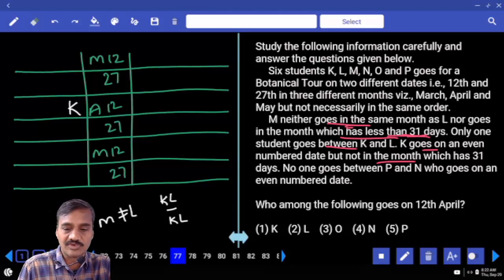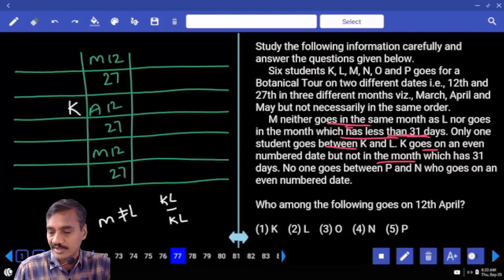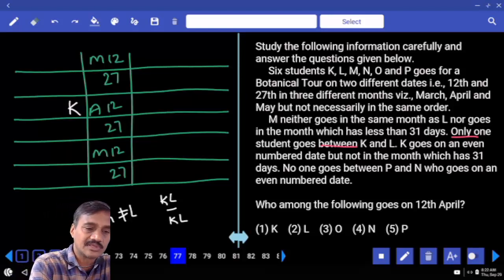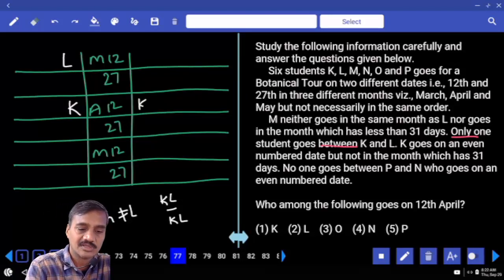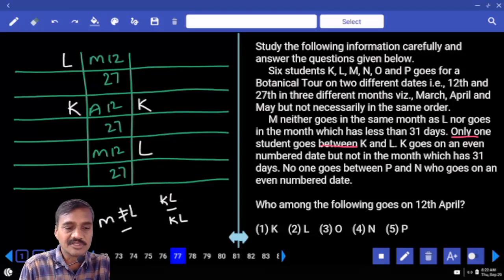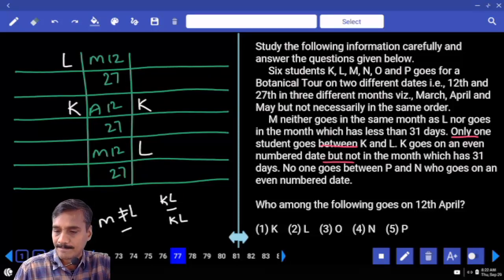If K is here, one person between K and L, only one between K and L. What are the different possibilities we have? We can have L at this place or L at this place. Then L and M are not in the same month. Next one, no one goes between P and N. Now P and N are adjacent to each other. N goes on an even number date.